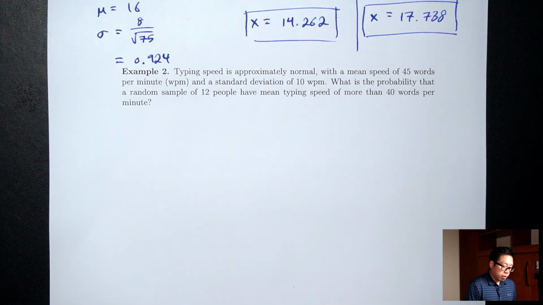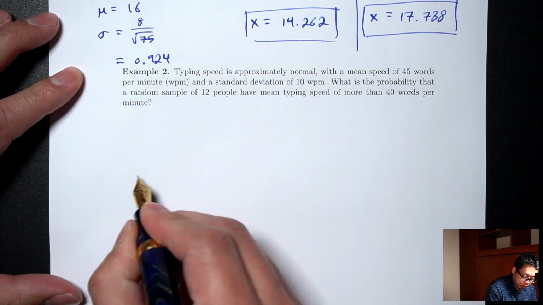Example 2. Typing speed is approximately normal with a mean speed of 45 words per minute and a standard deviation of 10 words per minute. What is the probability that a random sample of 12 people have mean typing speed of more than 40 words per minute? First thing I always do is draw the normal distribution picture and put the mean in the middle.